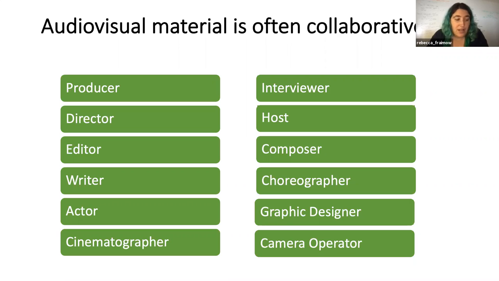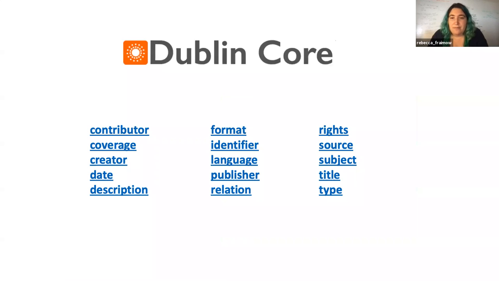So since we've walked through a bunch of the things that make audiovisual material specific, and a lot of the underlying decisions and assumptions that went into the design of PBCore, I'm going to jump back and talk a little bit about Dublin Core, which I'm imagining many of you are familiar with. It's a metadata standard that's designed to be simple and understandable, and it consists of only 15 elements.